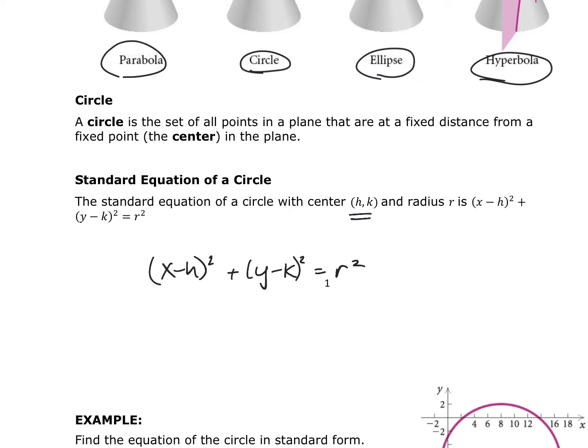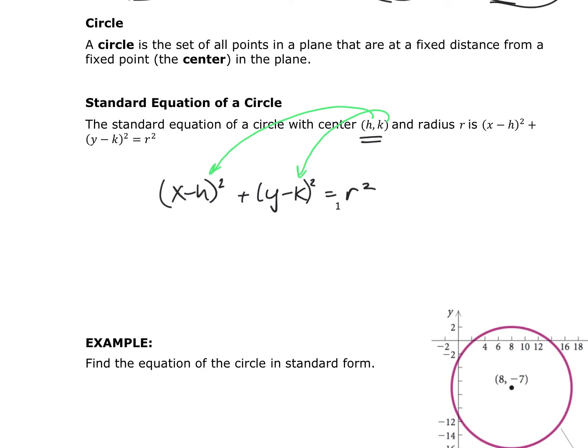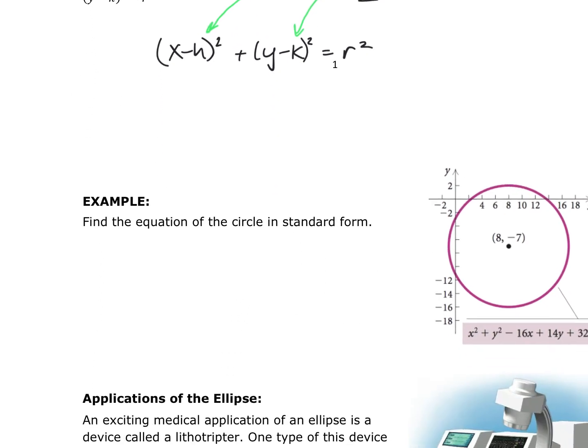Now, I want you to remember that h always goes with x and k always goes with y, and you're like, how am I ever going to remember that? Well, h is before k in the alphabet, and x is before y in the alphabet, and that's how I always remember it. So h's go with x's, k's go with y's.